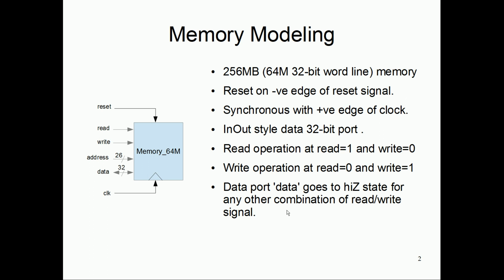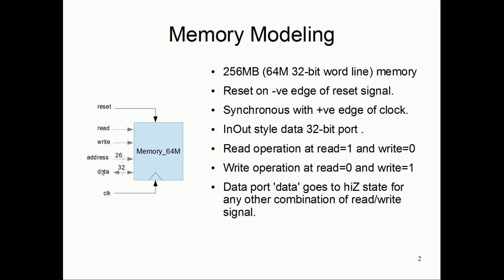Here, what we are trying to do is to model a 256 megabyte memory with 32-bit word line. This means I have 64 meg addresses to access the data from the memory, and since it's 64 meg addresses, we need to have a 26-bit address bus, and we have the data as a 32-bit word, and we have only one single port for data, either in or out.